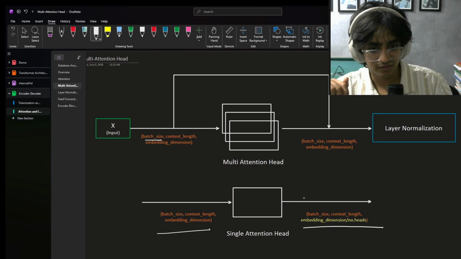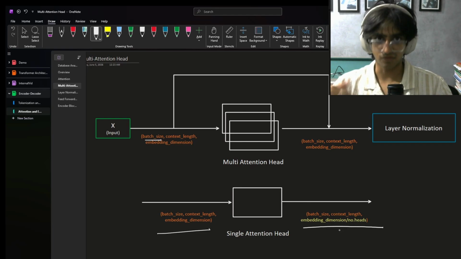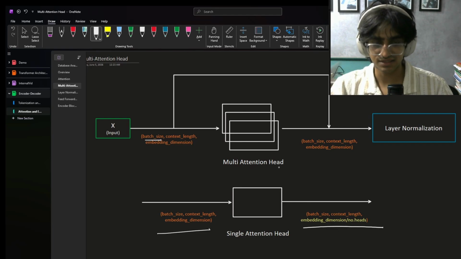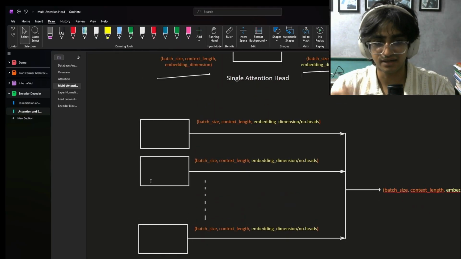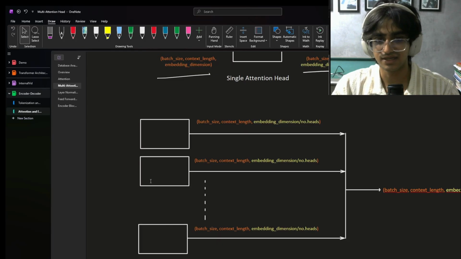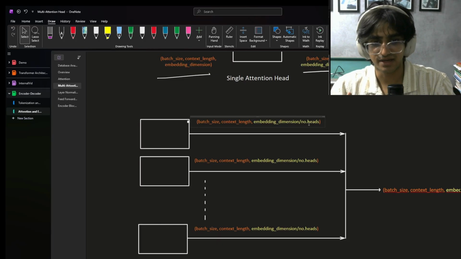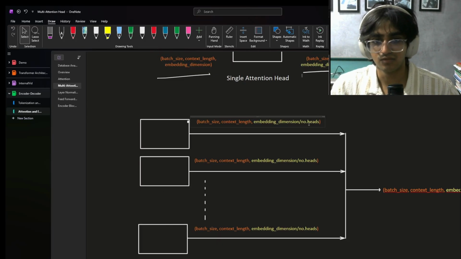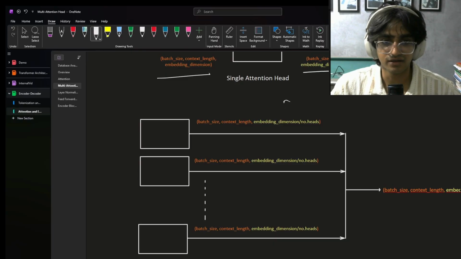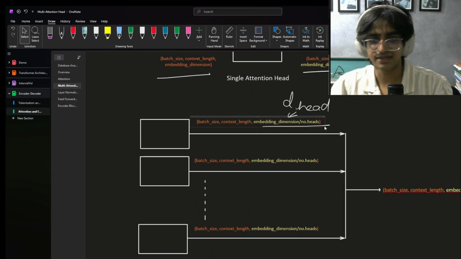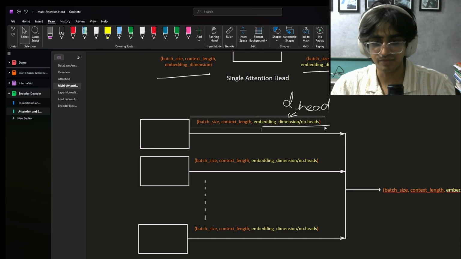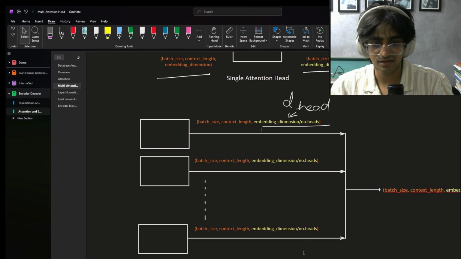But here, if you look at it, it's embedding dimension divided by the total number of heads. So when we zoom in on a single head, this is what we get. And then we just concatenate all of our single attention heads. So we get embedding dimension by number of heads. This is essentially what's called the D of your head. This is what we were talking about: your embedding dimension divided by number of heads. So we've got all our single attention heads, we concatenate the output, and this is what we should get.